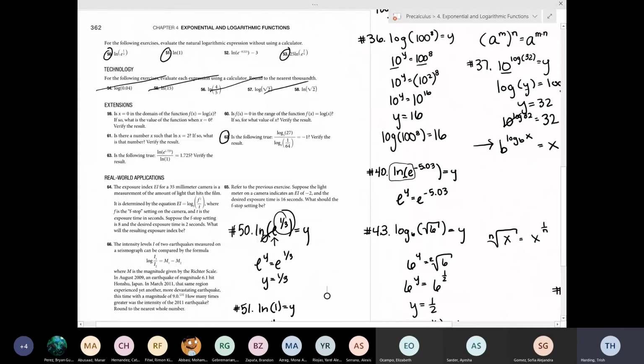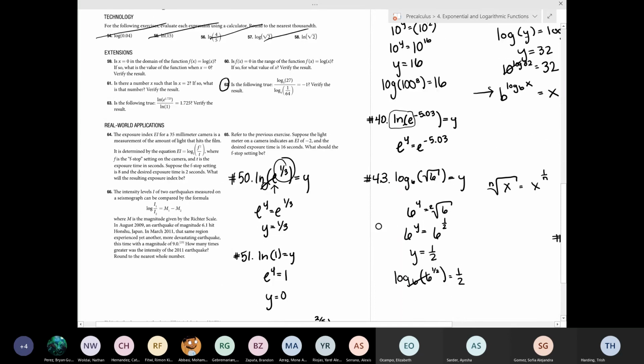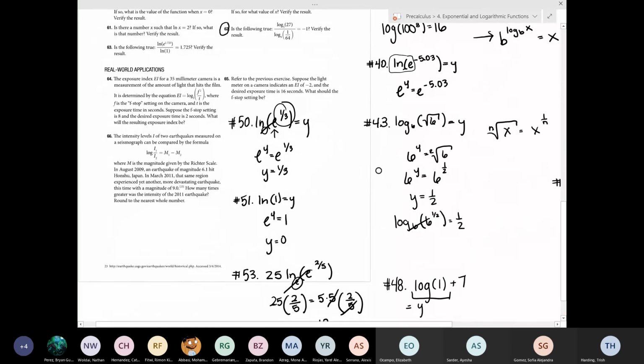Verification. This is a verification problem. So what a verification problem means is that you start on one side and you try to reach the other. So we are going to try to show that it's true that that messy log is going to be equal to -1. So we have log 3 of 27 divided by log 4 of 1 over 64.